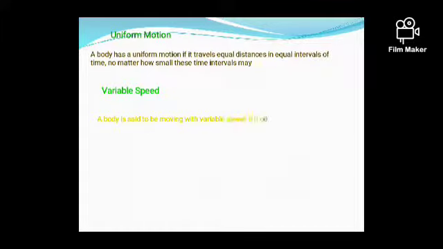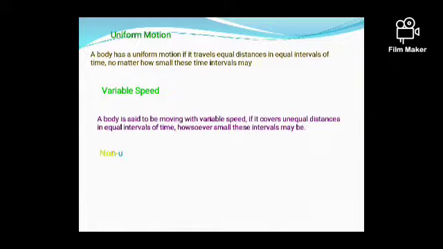Now comes variable speed. In our day-to-day life, all types of motion are variable in nature. If a body covers unequal distance in equal intervals of time, that is called variable speed, also called non-uniform motion. Whatever motion we see in our day-to-day life is non-uniform motion. The buses, the cars, everything around us are examples of non-uniform motion.